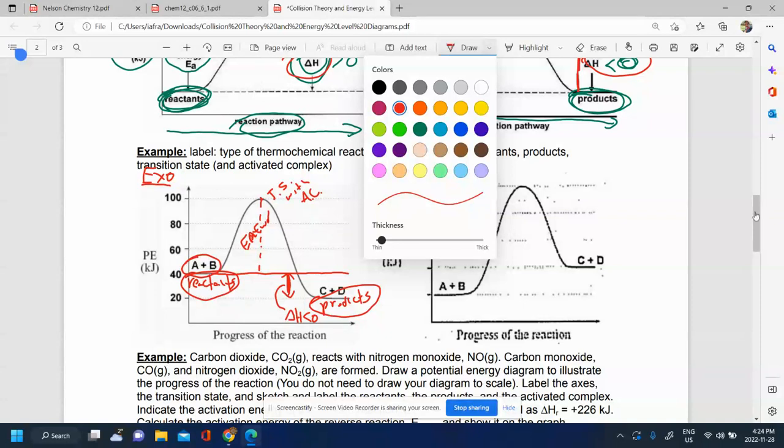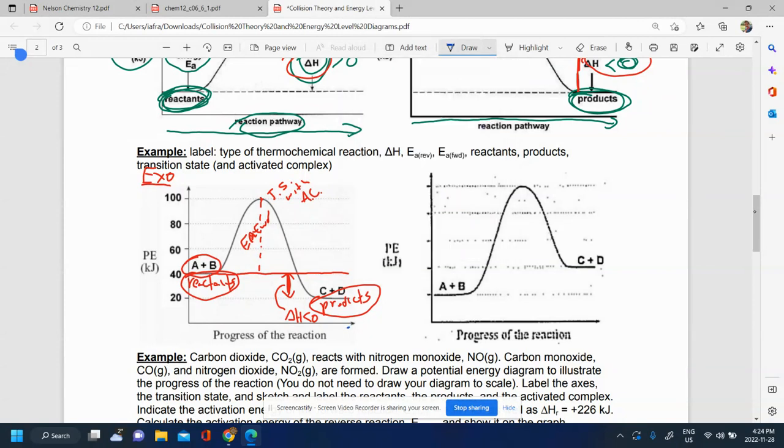Now, if you wanted to, you could find the EA reverse. And so the EA reverse, if you were going from right to left this way, would be from essentially what were your products, all the way up to the highest point. So that would be from here all the way up to there. And this would be your EA reverse. And remember that delta H is equal to EA forward minus EA reverse.